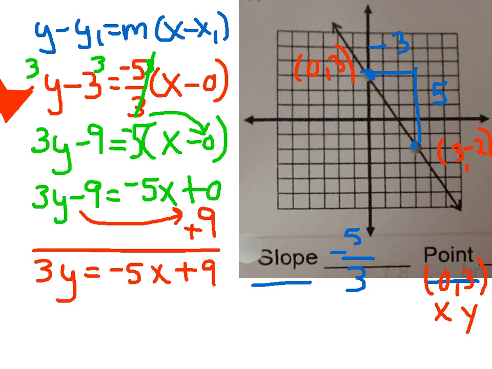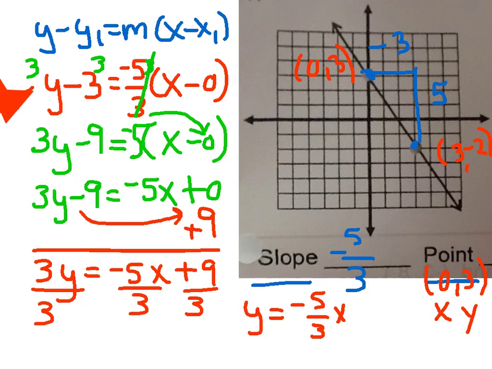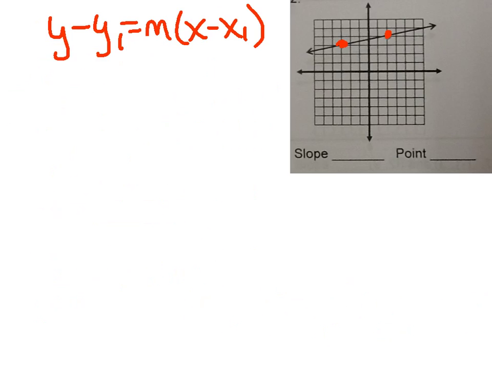And in my last step, I hear some of you guys saying divide by 3. Okay, so now my equation to this line is y equals negative 5 over 3x plus 3 when I clean it all up. Okay, what do you think about that? All right, let's go ahead and we'll go over to the other side and try the next problem, okay?